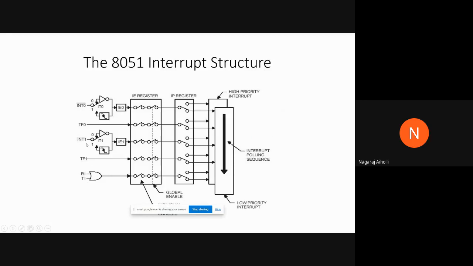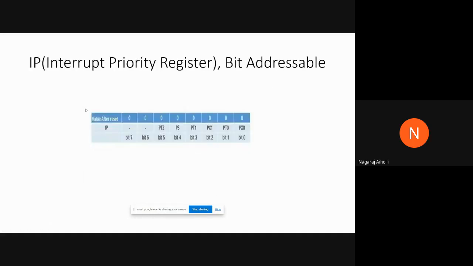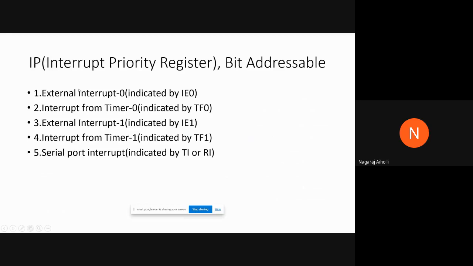Now this external interrupt 0 has the highest priority. As we saw just now in the polling sequence, external interrupt 0 has the highest priority. Then comes the timer 0 overflow interrupt, with second priority.